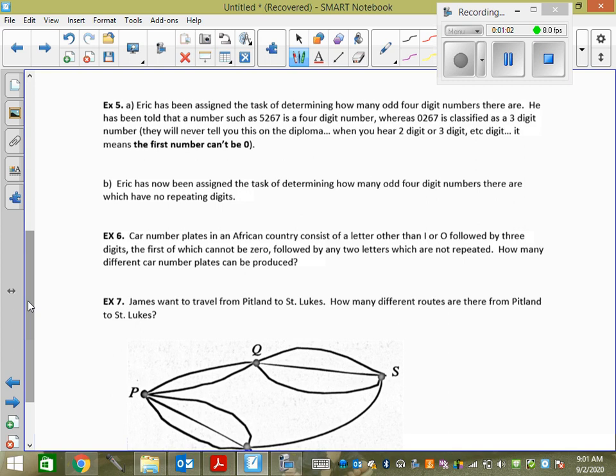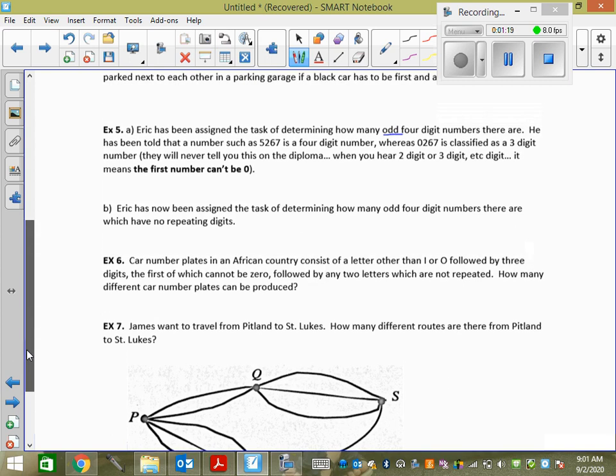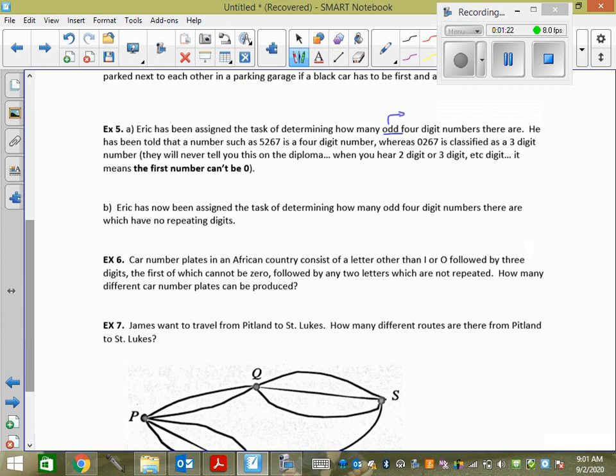The last digit. That's all that matters, right? We don't care about the other digits. All we care about is that last digit. So here it says, Eric has been assigned the task of determining how many odd 4-digit numbers there are. So odd, when you see that, that indirectly tells us that it ends in an odd digit. Right? Your last digit is odd, that's all. Like when I did 29, 28, 27, 26, I was keeping the two the same. That didn't change anything for odds and evens.